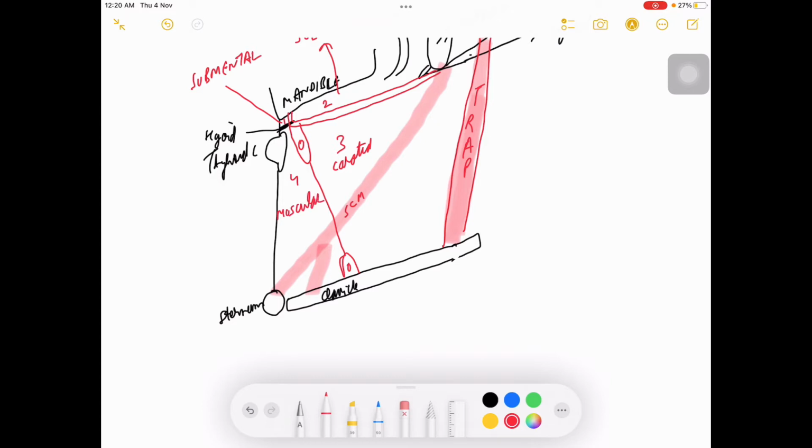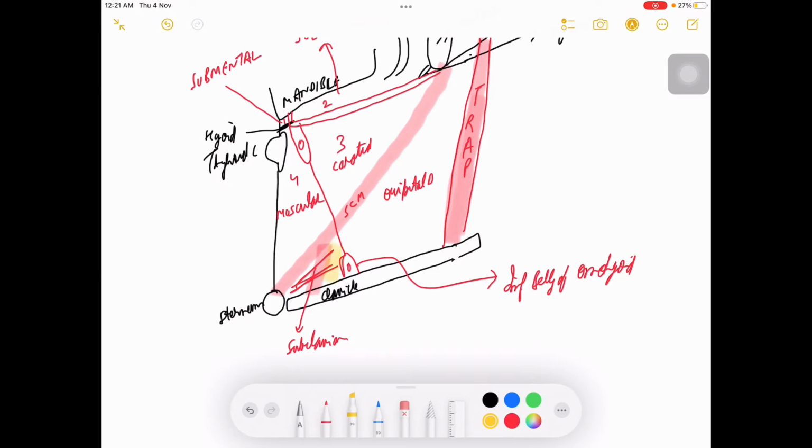Now the posterior triangle, we have two triangles. This is your larger occipital triangle, and they are divided with the help of the inferior belly of the omohyoid. This is the inferior belly of omohyoid. It divides the posterior triangle into the occipital triangle, and this whole one is your subclavian triangle, or it can also be stated as just this one. So it depends from book to book.